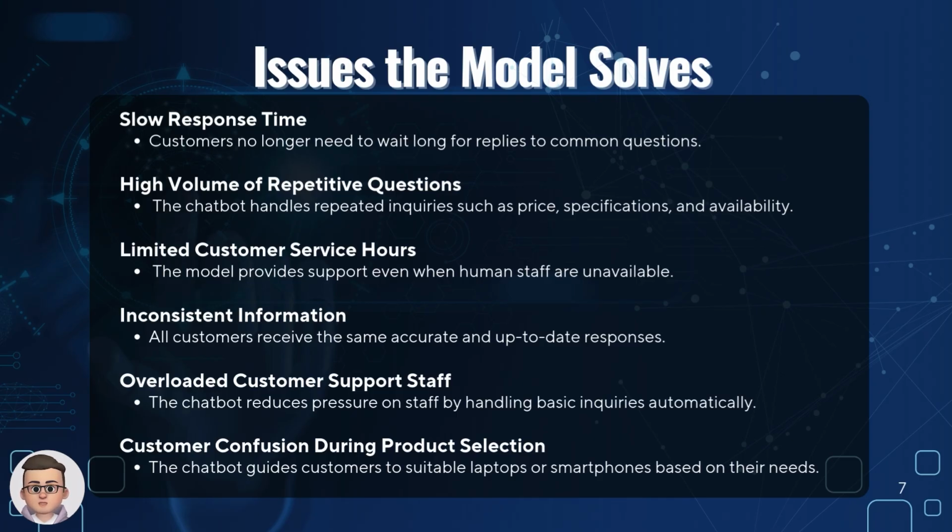Inconsistent information. Human agents might sometimes give slightly different answers. Our chatbot ensures all customers receive the same accurate and up-to-date responses, maintaining consistency across all interactions.